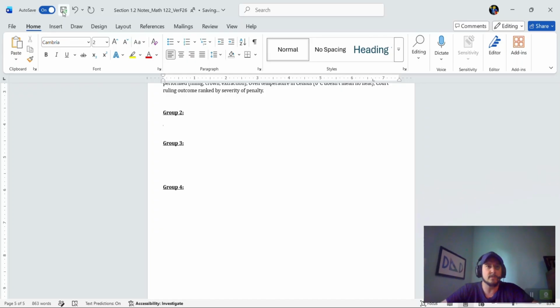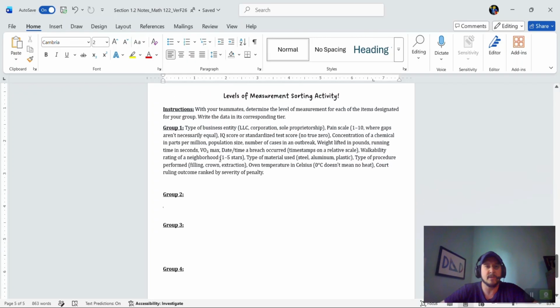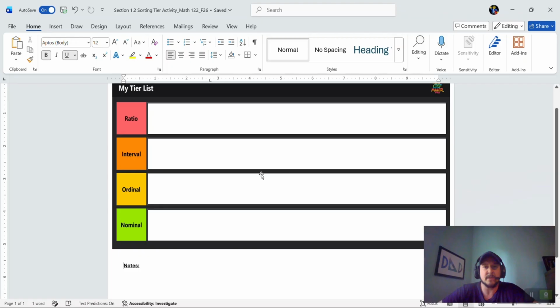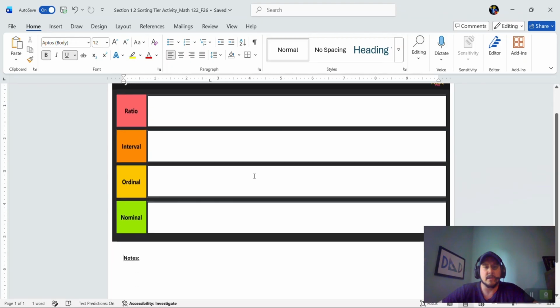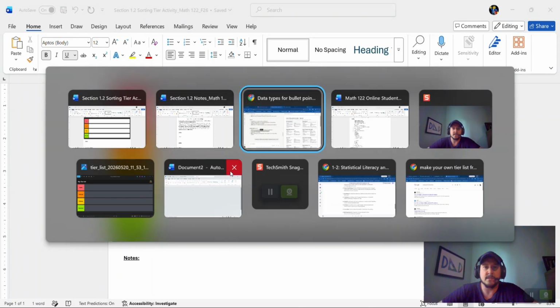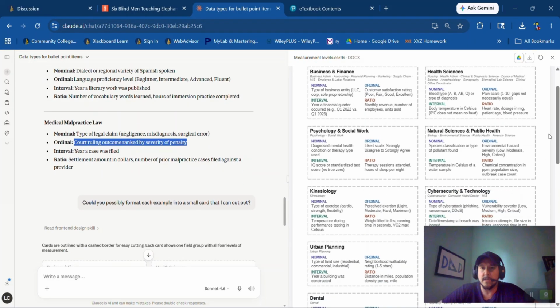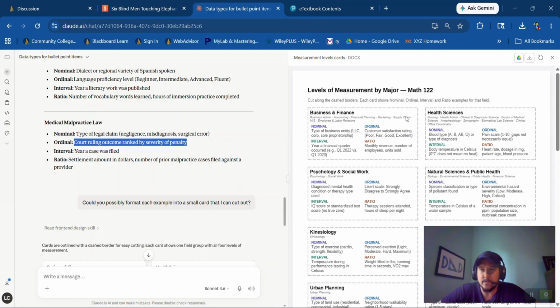Of course, you do want to maybe ask somebody from their team to maybe share with you a master copy of this tier list. Or what you could do instead is, and this is something I had Claude help me build as well, I have like these little cards here that I had it made where they can see exactly where their data would fit. So, group 1 would see that the type of business entity is a nominal example, and this would fall into the area of business and finance.